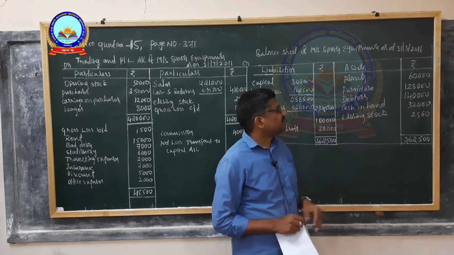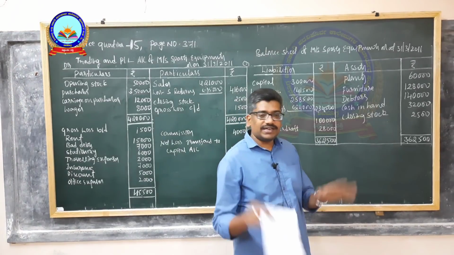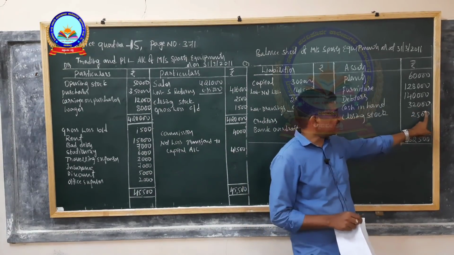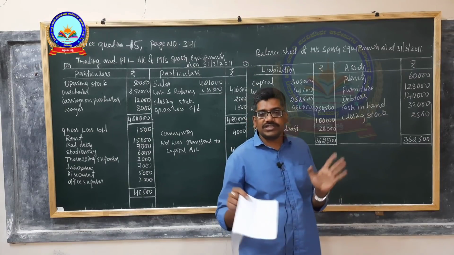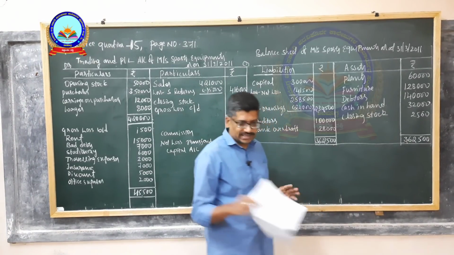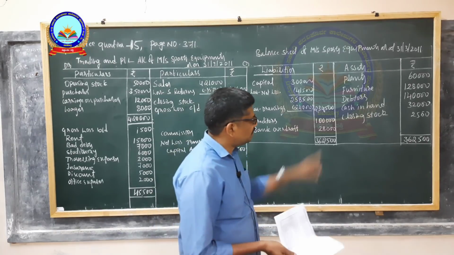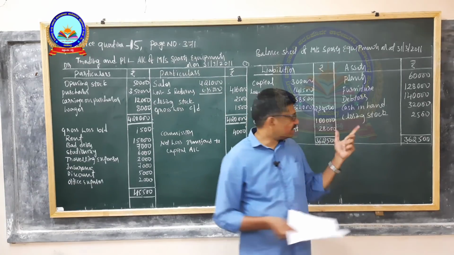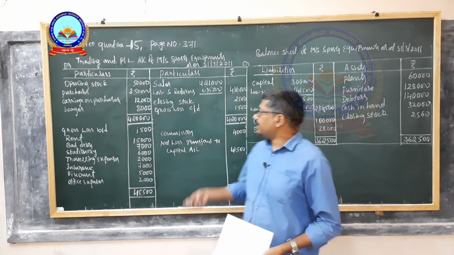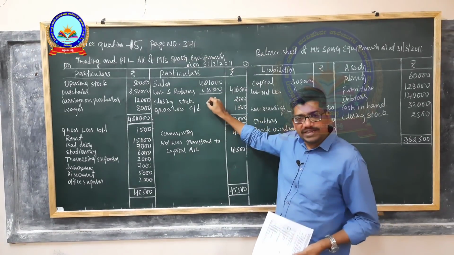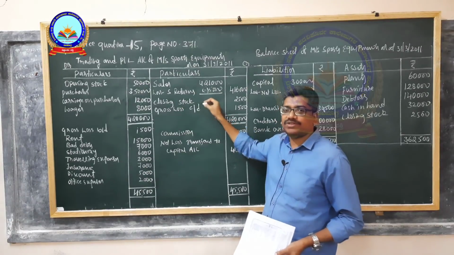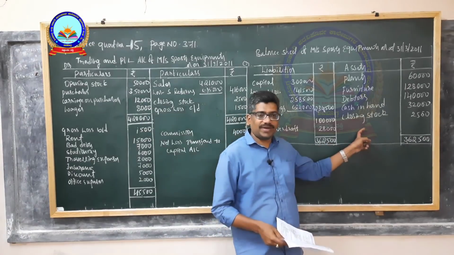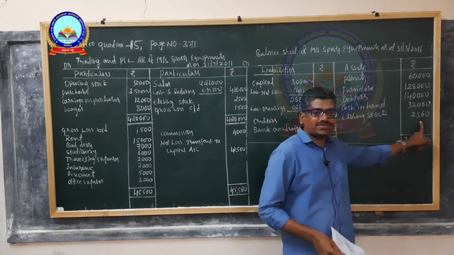Next, cash in hand. Cash in hand is the most liquid asset and it is a current asset too, so 32,000 rupees should be recorded on the asset side. At last, the closing stock. The closing stock was given outside the trial balance. Closing stock needs to be adjusted twice, once in the trading account and once in the balance sheet. I have already recorded closing stock on the credit side of the trading account, so now we should show the closing stock on the asset side of the balance sheet. Closing stock is worth 2,500 rupees.